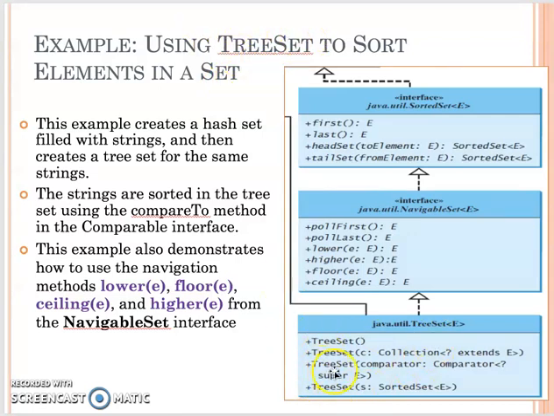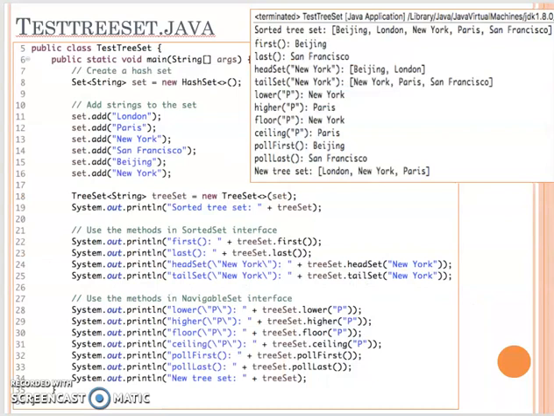Since the tree set inherits from the NavigableSet and the SortedSet, you will see their order will be according to the ascending order. And also we will show you how you can use the methods lower, floor, ceiling, and higher from the NavigableSet interface, because you all inherit them into the tree set. So that's the example. You can download the test tree set.